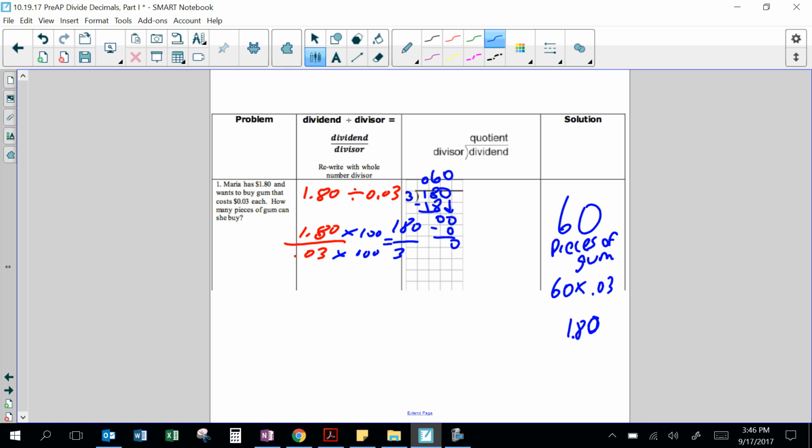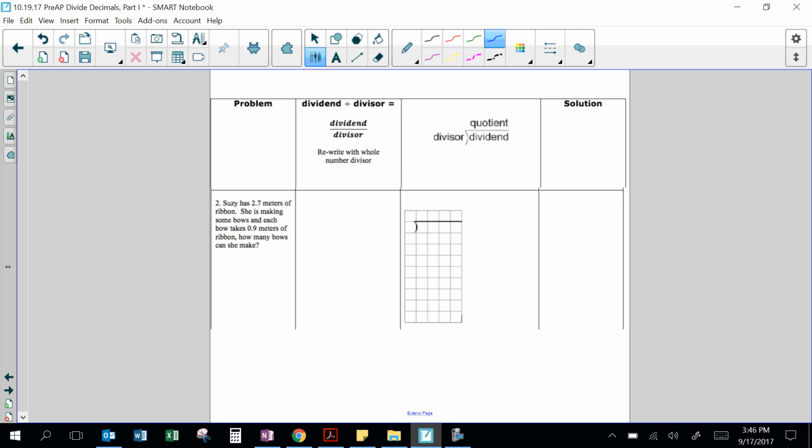Let's try another example. Susie has 2 7/10 meters of ribbon. She is going to make some bows, and each bow takes 9/10 meters of ribbon. How many bows can she make? So she starts with all this ribbon. Just imagine she had all this ribbon right here. She's going to cut it up into smaller parts. She wants to know how many groups of 9/10 go into 2 7/10.